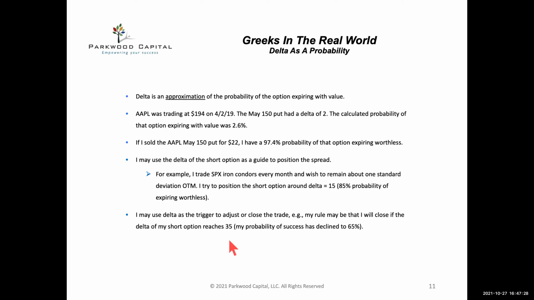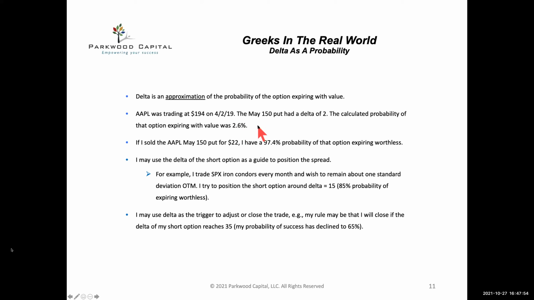As I mentioned earlier, delta is an approximation, a good approximation of the probability of the option expiring with value. Now, this is an older example, but it's still relevant. You could do it today. Apple was trading at 194 in April of 19. The 150 put had a delta of 2. I went through and calculated the probability of that option expiring with value is 2.6%.